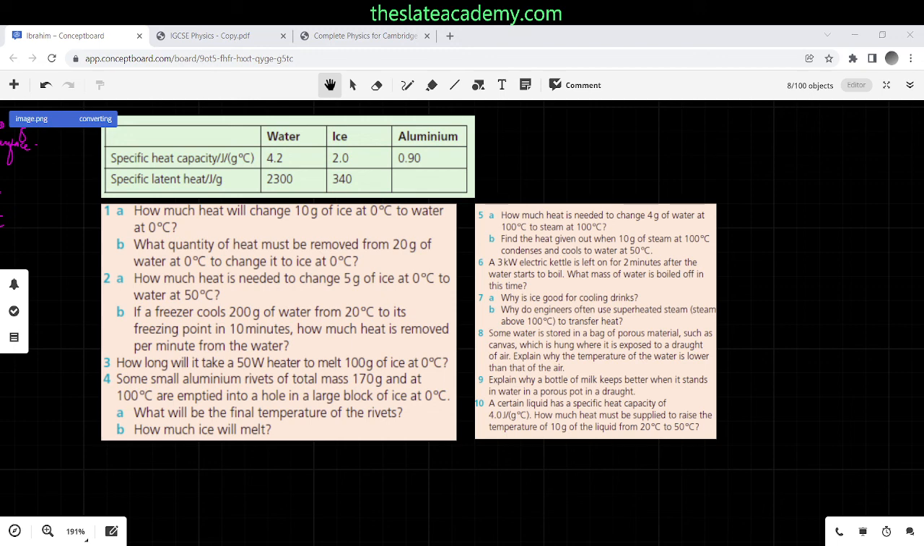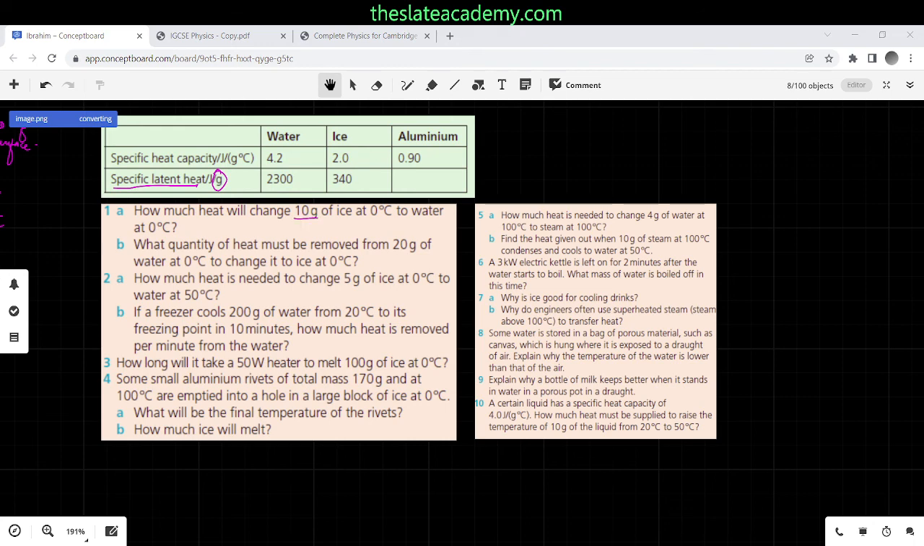Yes, sir. Question one solved. Five. That is the formula that we have, but the answer is wrong because you perhaps used the wrong values. Look over here. This is specific latent heat. It is not joules per kilogram. It is joules per gram over here.